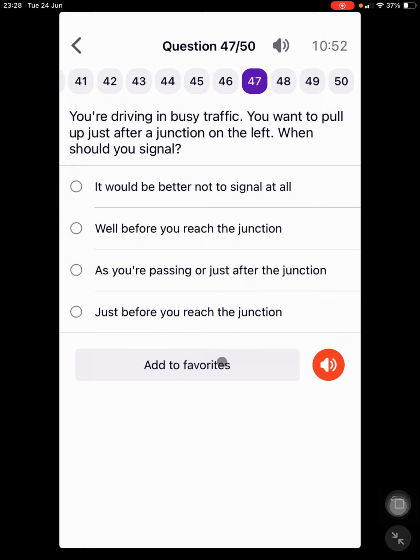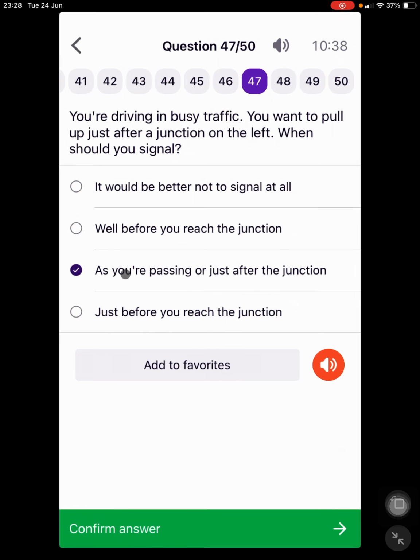You're driving in busy traffic. You want to pull up just after a junction on the left. When should you signal? Guys, this is one of the most common questions that comes in the test. The answer is as you're passing or just after the junction. This is the right answer.